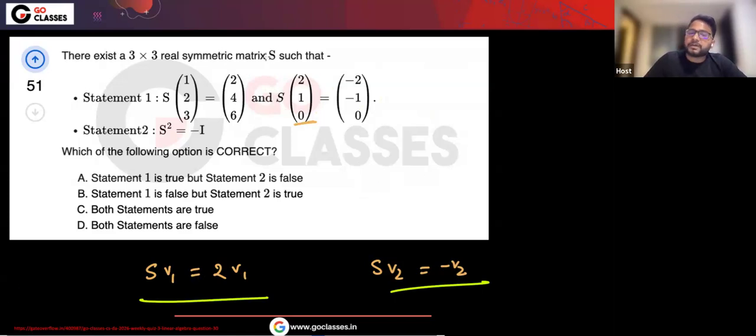Now, is this possible for a symmetric matrix? See, the eigenvalues are 2 and -1, right? For distinct eigenvalues in a symmetric matrix, the eigenvectors have to be orthogonal actually. So this and this have to be orthogonal. Are these orthogonal? See, let me just tell you one of the properties of symmetric matrices. Do you remember the properties of symmetric matrices?